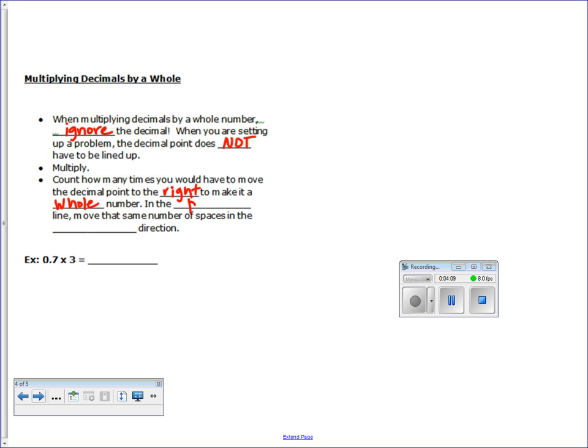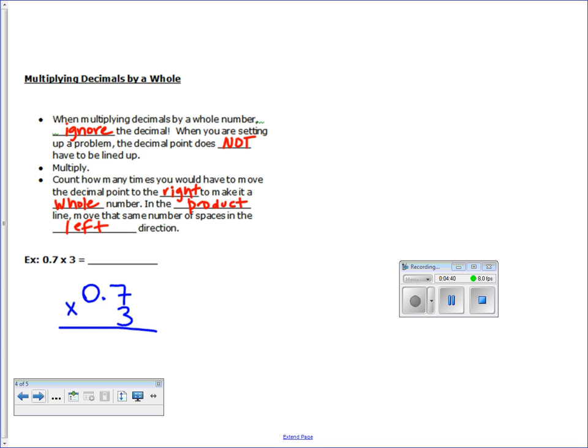Then finally, in the product line, move the same number of spaces in the left direction. So it makes a little bit of sense, but it makes more sense when we do it. So first we're going to set up our problem, but we're going to multiply decimals. What I need to remember also is that when I'm multiplying decimals, I do not have to add any decimals to my whole numbers. That's only for addition and subtraction.